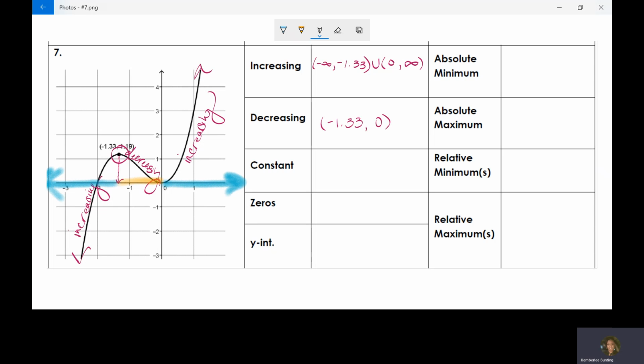All right. Now let's look at this concept of the constant. Young people, yesterday I taught you guys how to algebraically find your y-intercept, right? And I told you to plug in 0 for x.